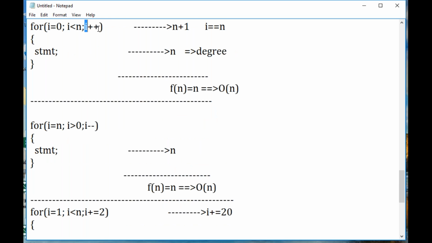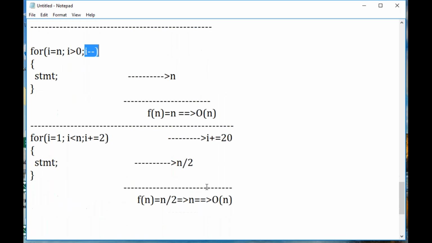So this is incrementing 1 step and this is decrementing with the same iteration. You're getting order of n. If I increment 2 steps, again I'll get order of n only. Okay. And next we'll see how to calculate time complexity for nested loops, if the loops are nested one inside another.